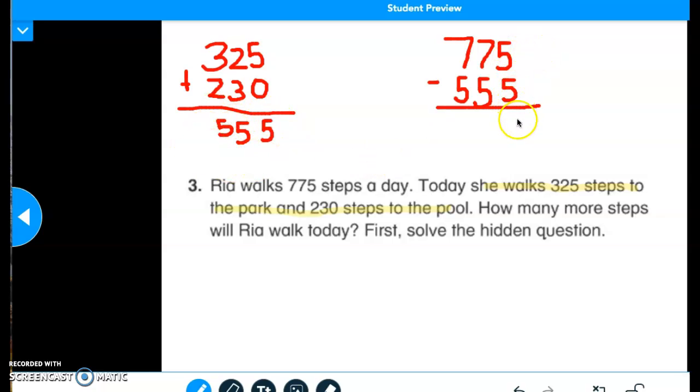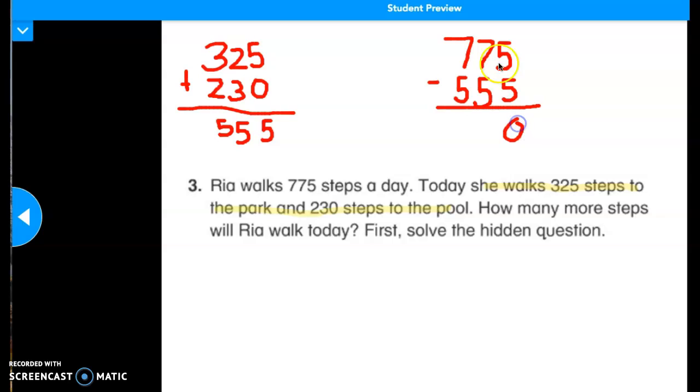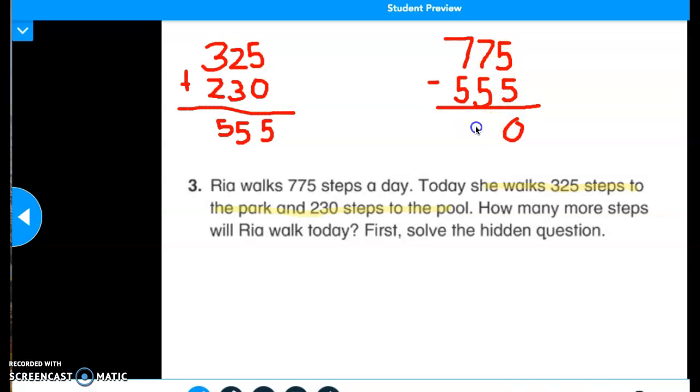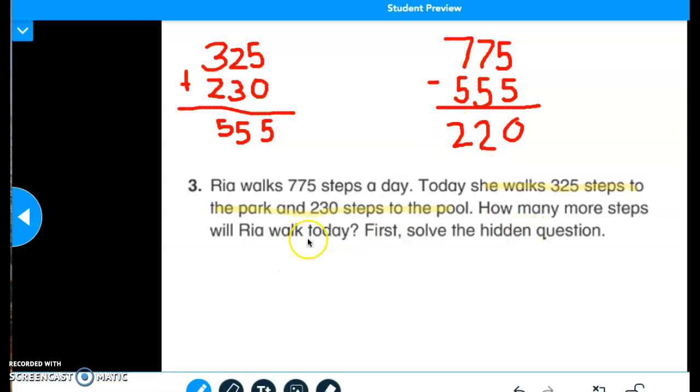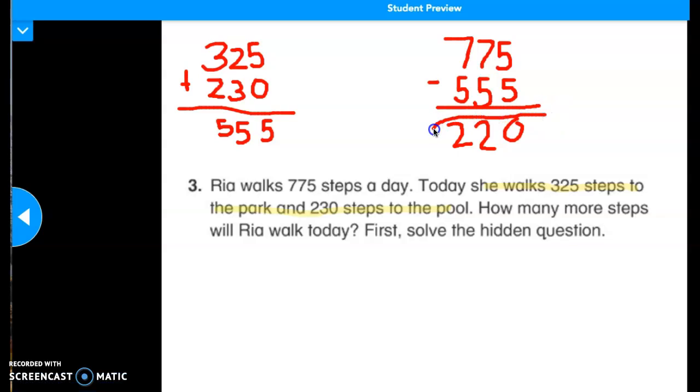So 5 minus 5 is 0, 7 minus 5 is 2, and 7 minus 5 is 2. So we know that she is going to walk 220 more steps. So that is our answer.